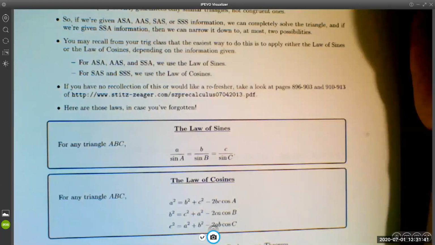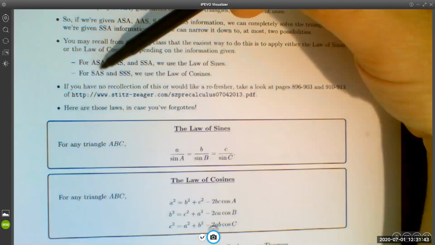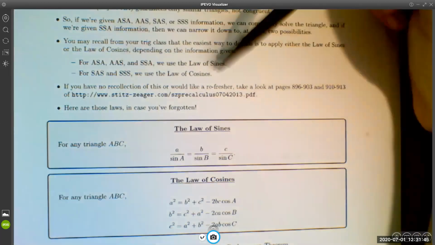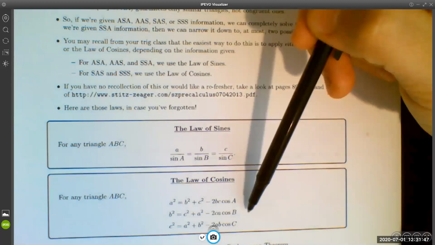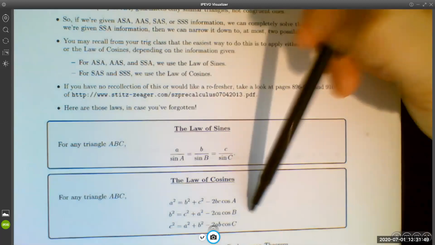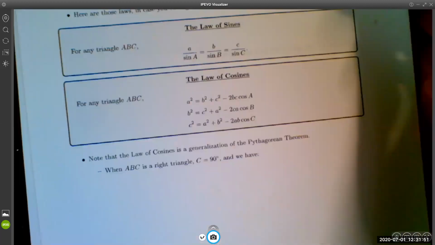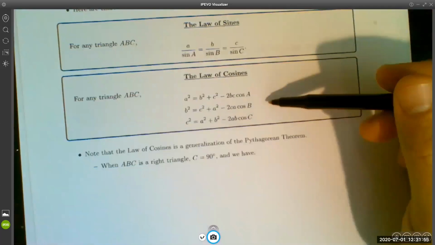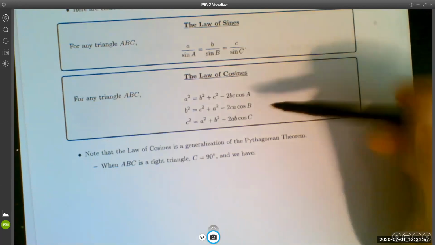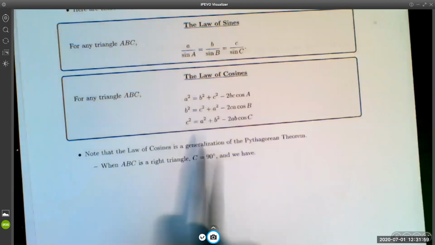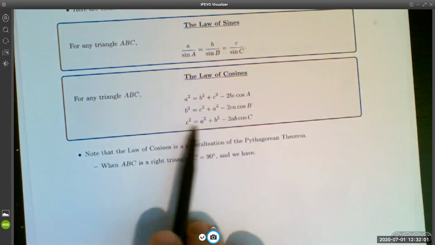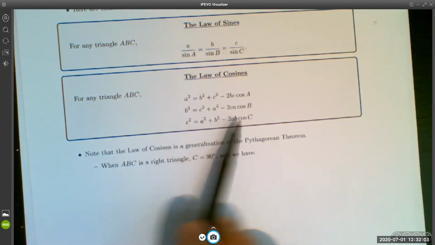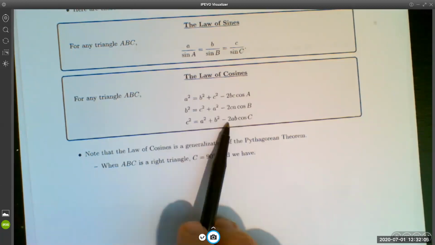Now, if on the other hand we're given side angle side or side side side information, then we start off by using the law of cosines, which is this one down here. The law of cosines is really a generalization of the Pythagorean theorem. If you look at this last statement, it says c squared equals a squared plus b squared, which is the Pythagorean theorem, but then it has this extra piece, minus 2ab cosine C.